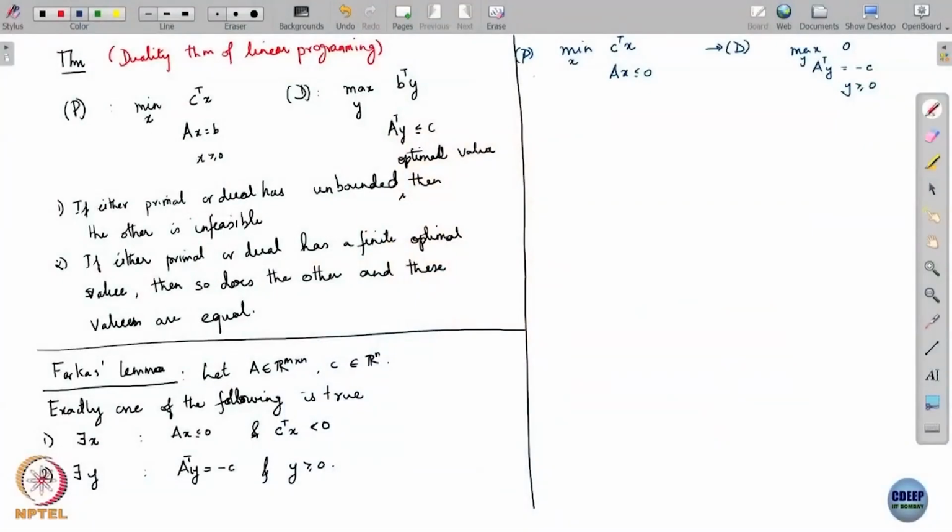Now, the feasible region here, Ax less than or equal to 0, is actually a cone, right, because I can always scale x and it will continue to remain feasible. So, the feasible region is a cone. If I have one x for which c transpose x is negative, then what is going to be the optimal value of this optimization? Minus infinity, because I can always scale and bring it down to minus infinity, right. So, it means that the primal is unbounded.